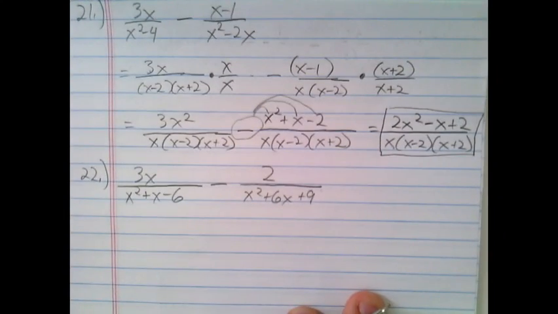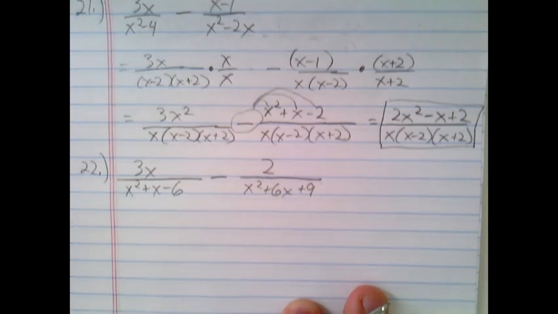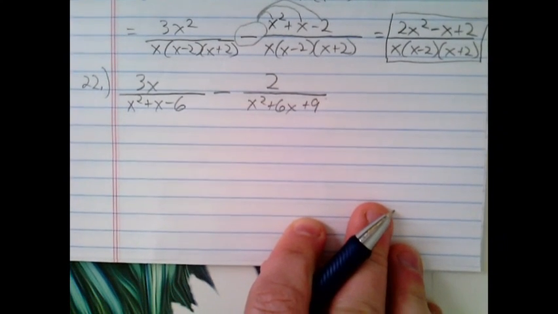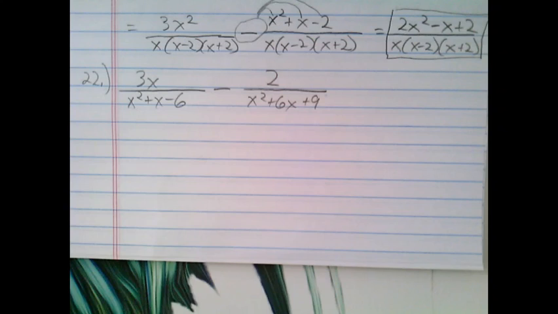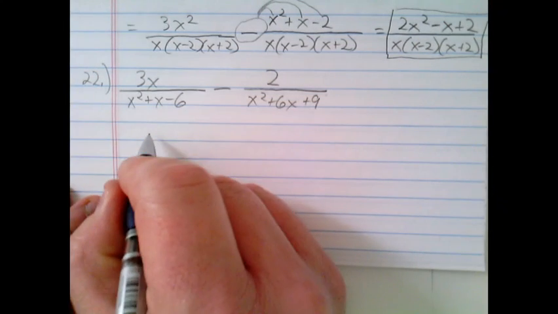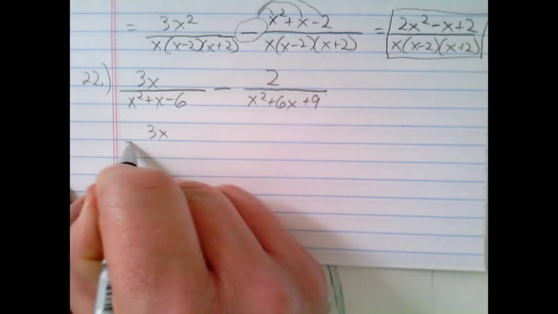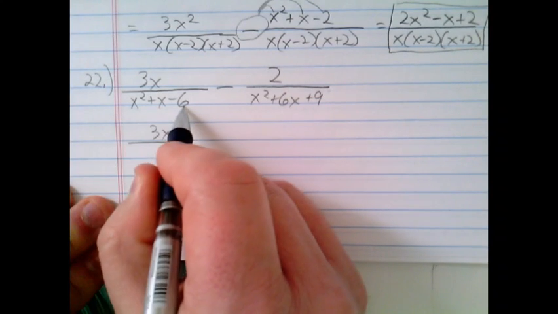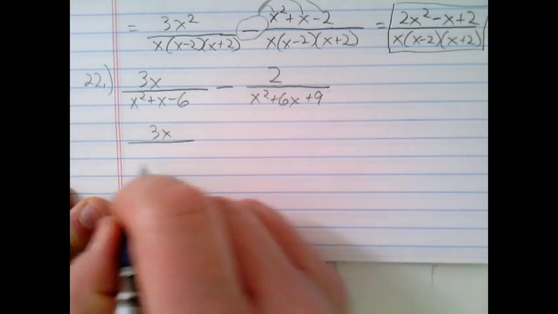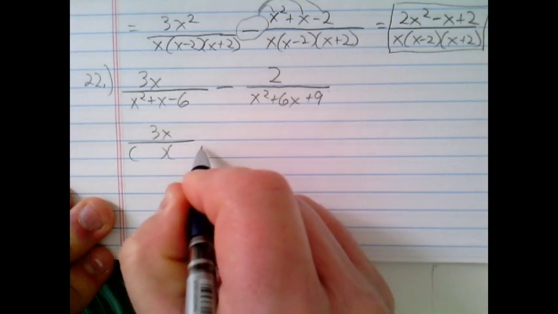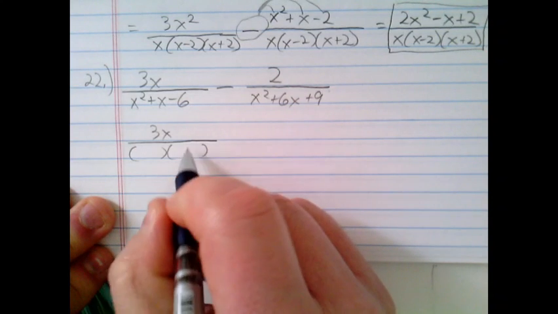Alright, number 22. Very similar to 21. Again, it's subtraction. Again, the denominators don't match. So again, I'm going to begin this problem by factoring the denominators. Alright, x squared plus x minus 6. I'm going to factor that into two binomials.